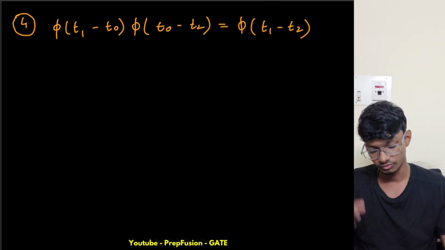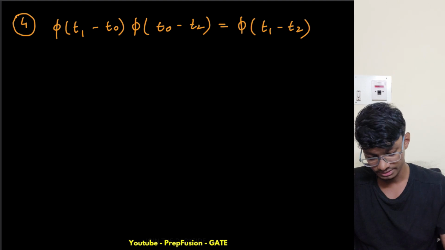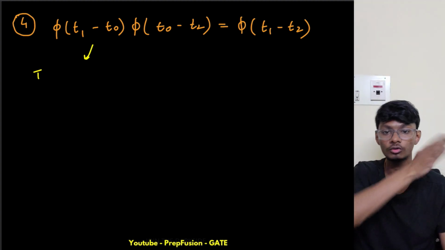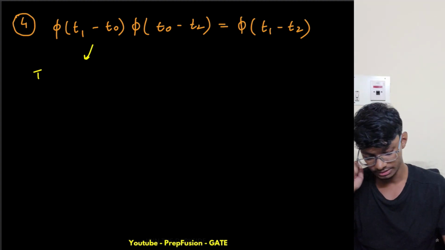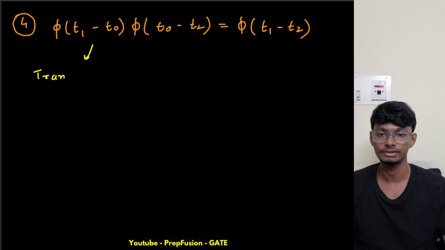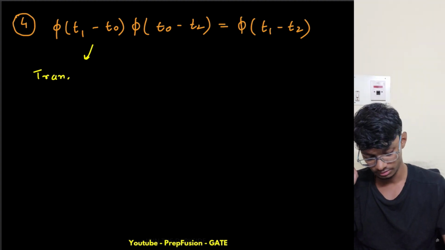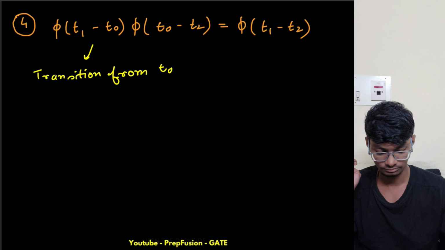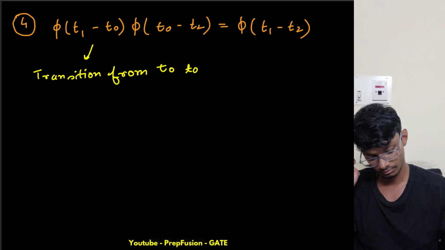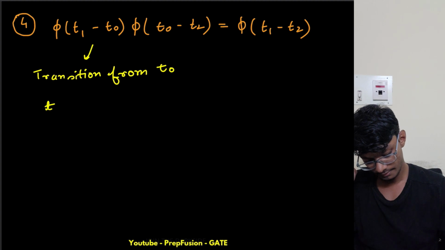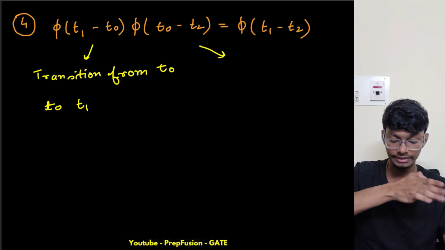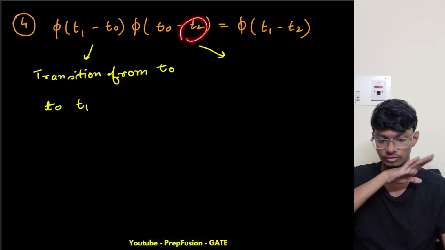So what does this mean and what does this mean? This means transition from t0 to t1. I'm going from t0 to t1, the transition of my state variable for that particular time. And what does this mean? This means transition from t2 to t0. I'm first at t2, then I'm going to t0.